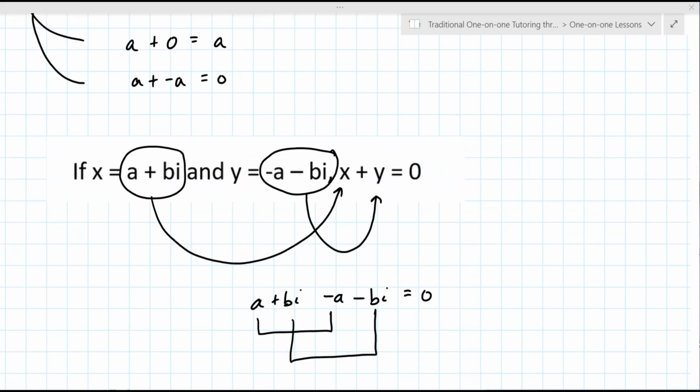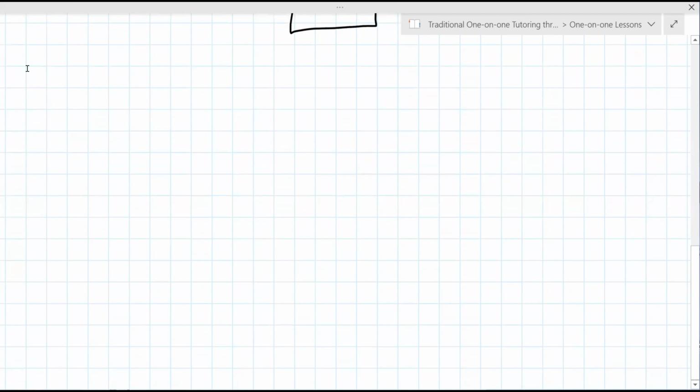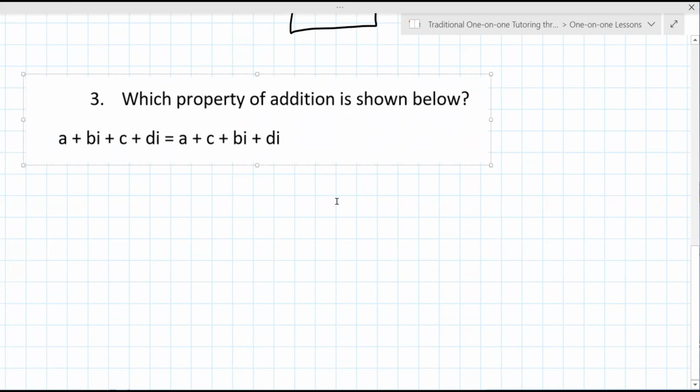All right, let's look at number 3 next and see if we can make some sense of this one. We'll come back to 2. So it says which property is shown below. You've got A plus BI plus C plus DI. And then what I see is that the order is changed. They put like terms closer to each other. So do you remember which property that is from starting out?